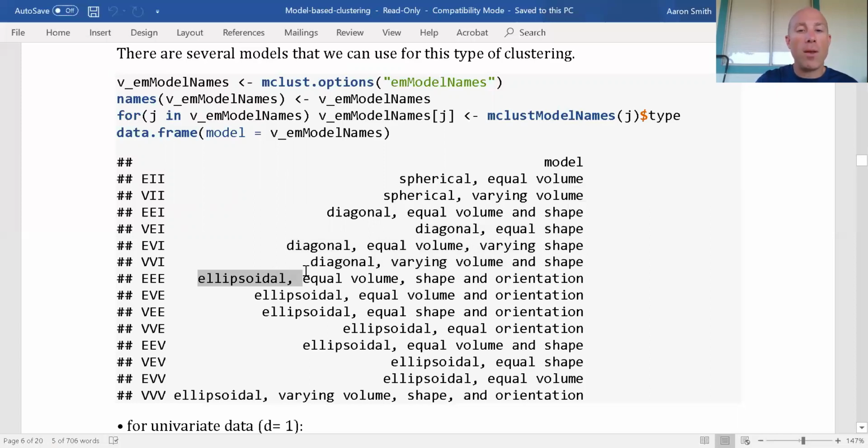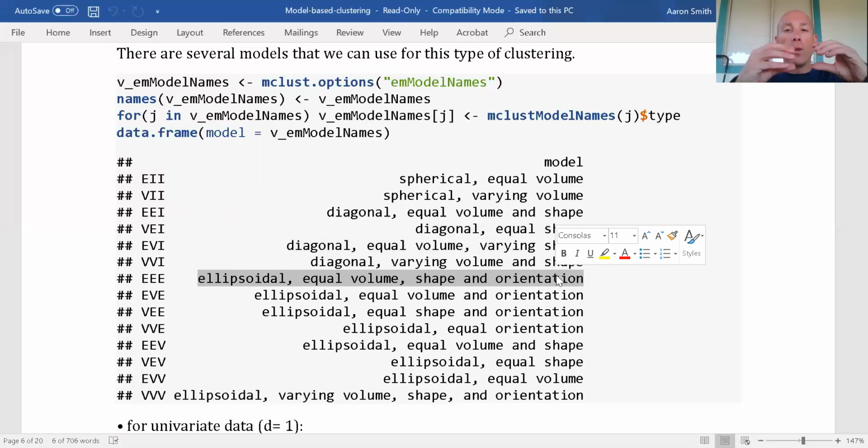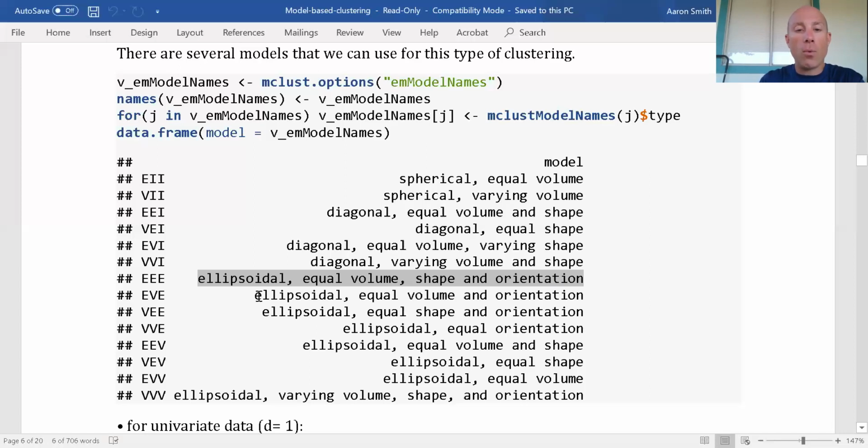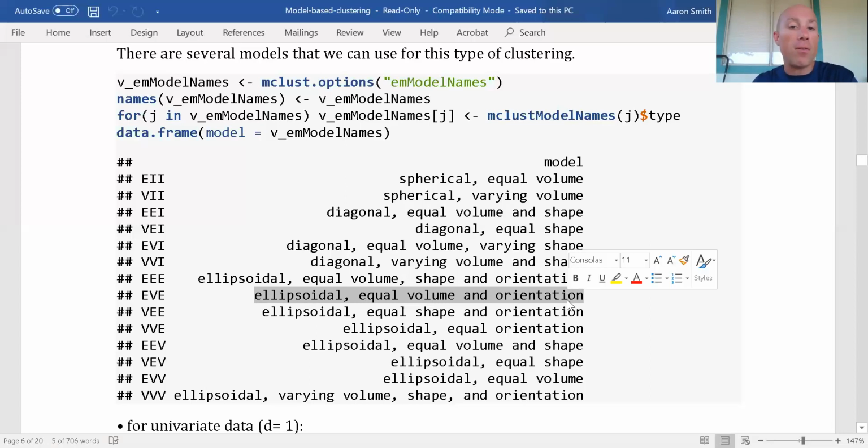Here we're saying we've got ellipsoids, but they have equal volume, shape, and orientation. So now we're allowing them to be different shapes, but the ellipsoids, one could be really narrow, another one could be more circular, but they have to have the same volume to them. Now here we're going ellipsoidal, equal volume, and orientation, but the shape can vary. That's kind of interesting. And we can just go through and read them all off.